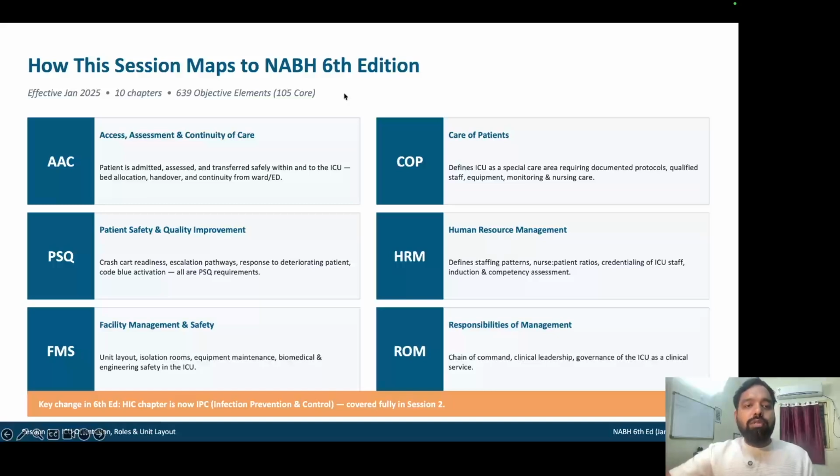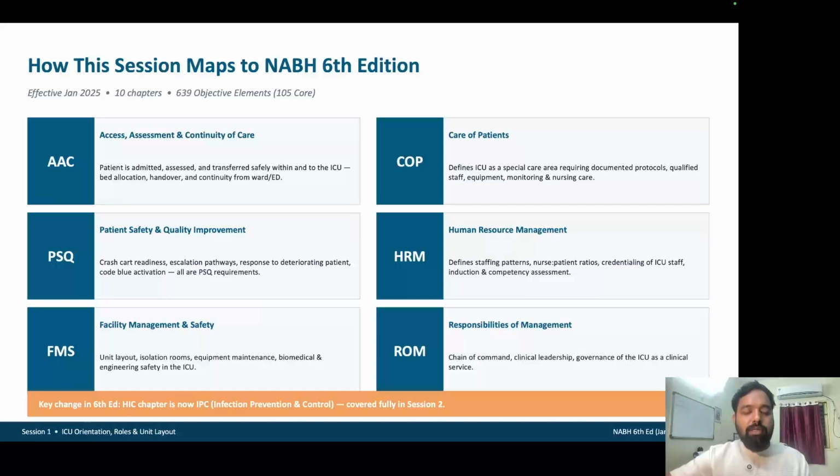Now, how this session maps to the NABH 6th edition and how things are correlated with each other. In the AAC aspect, the patient is admitted, assessed, and transferred safely within and to the ICU. Bed allocation, handover, and continuity of care between ward and ED can be handled. Regarding the PSQ aspect, critical care readiness, escalation pathways, response to deteriorating patients, and SOPs, code blue activation, are all PSQ-based requirements.